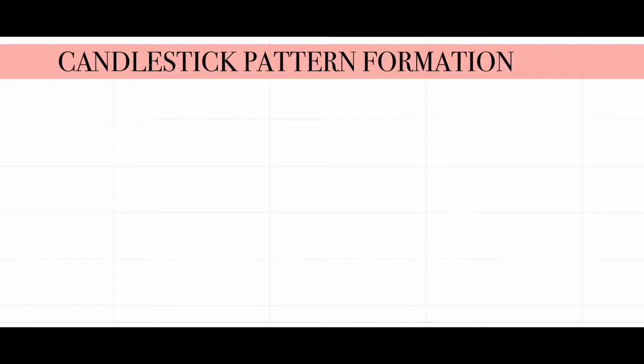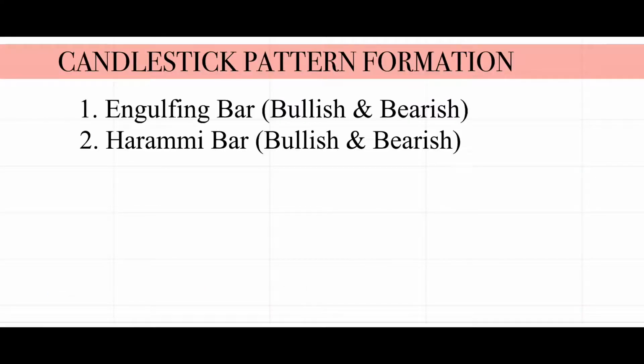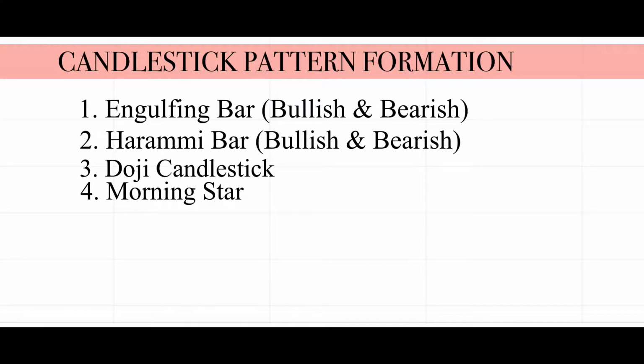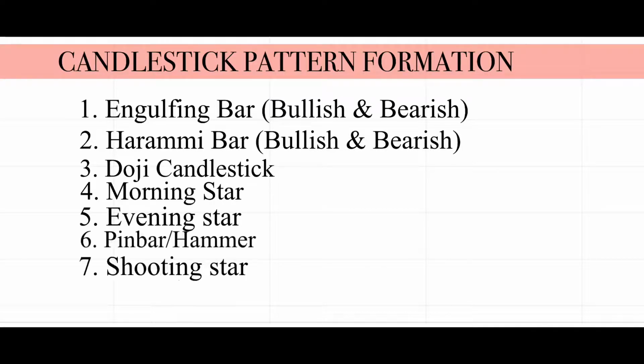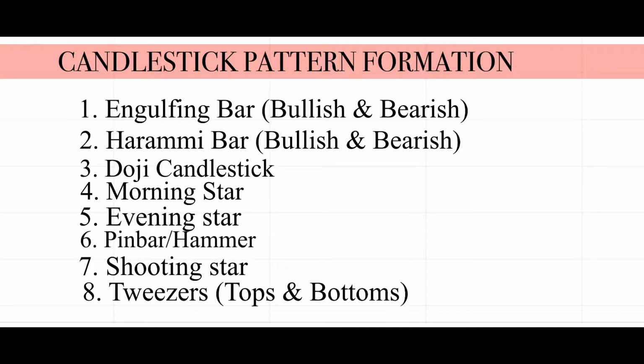So there are about 7 or 8 commonly known candlestick pattern formations, and I'm going to be taking you through each one of them. And these are the engulfing bars, the bullish and the bearish, the harami bar, the bullish and the bearish, the Doji candlestick, the morning star, the evening star, the pin bar, the shooting star, and the tweezers.